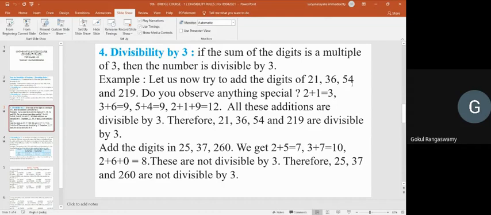Sir, it is also divisible by 3. Why is it divisible by 3? Because 5 plus 4 is 9, and 9 is in the 3 table. Three threes are 9. Okay, next number is 219.